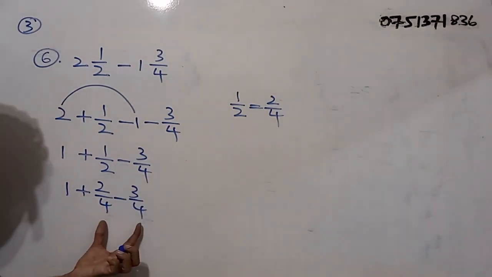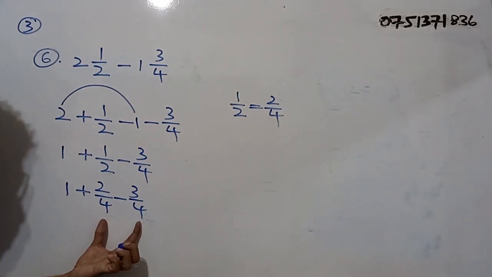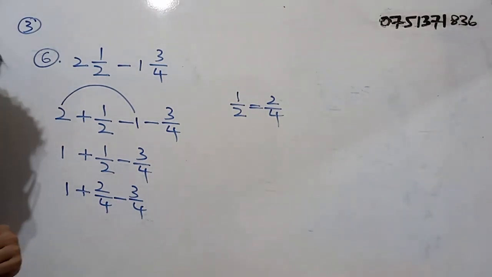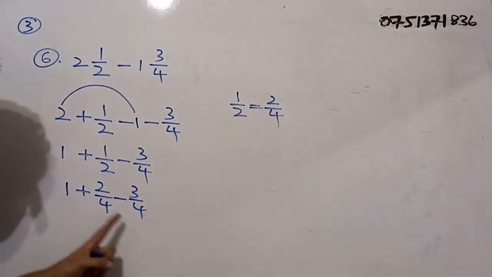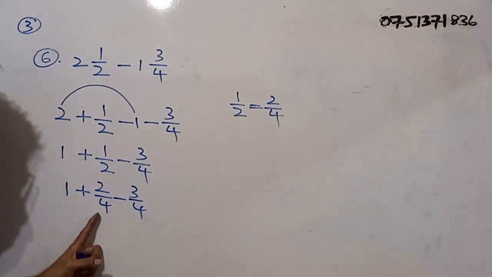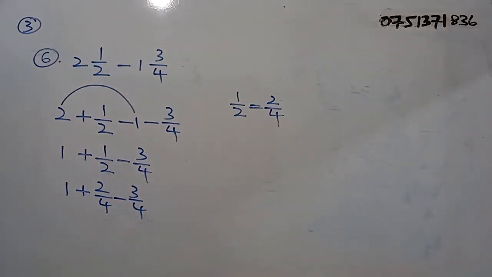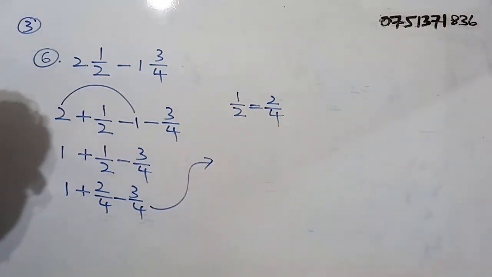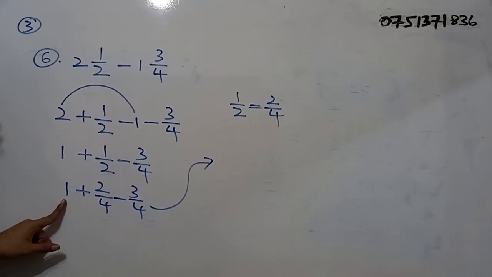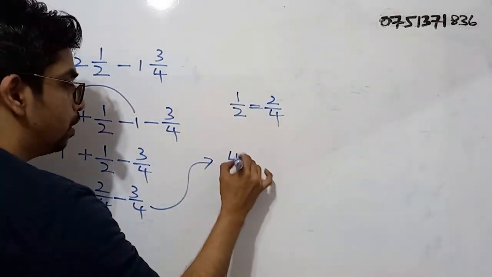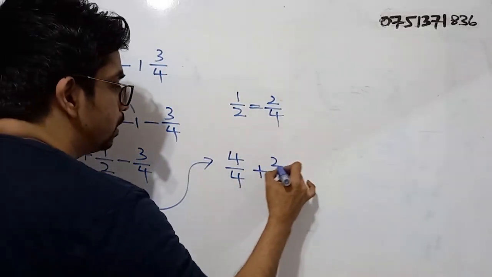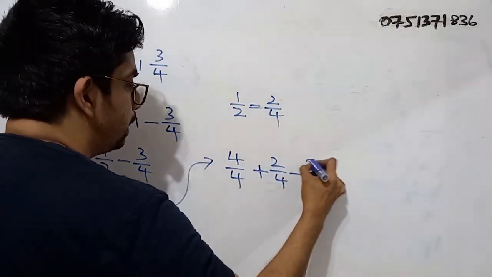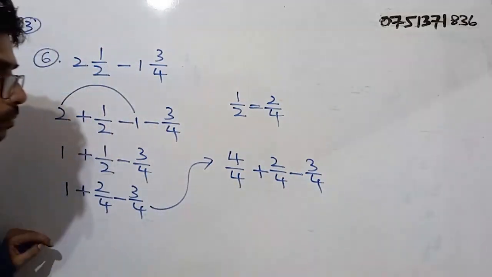Now in grade 7, we don't know how to simplify this part. We can't subtract 3 by 4 from 2 by 4. What do we do? We will continue over from here. This 1 means what? I can rewrite this as 4 by 4, no? Plus 2 by 4 minus 3 by 4.